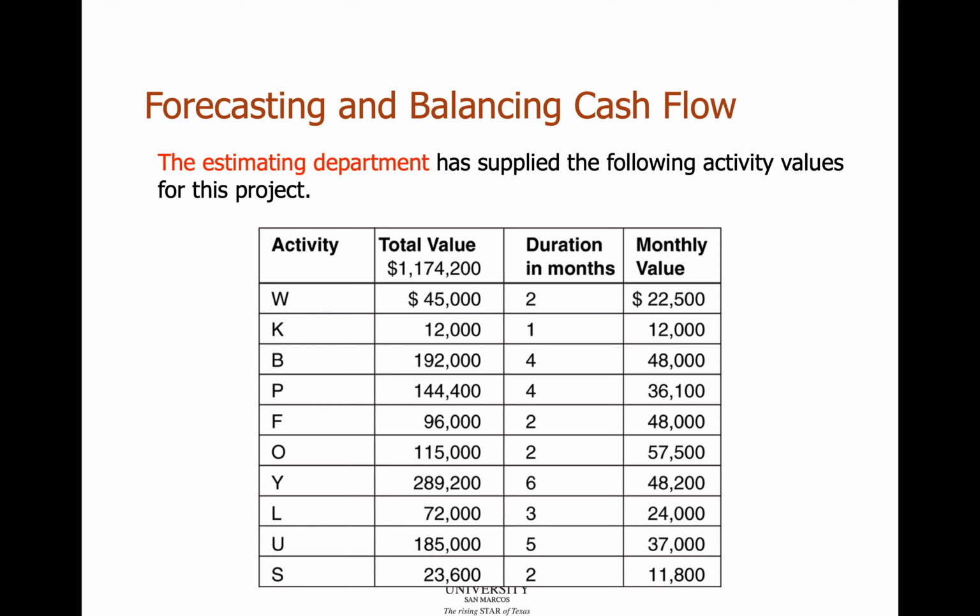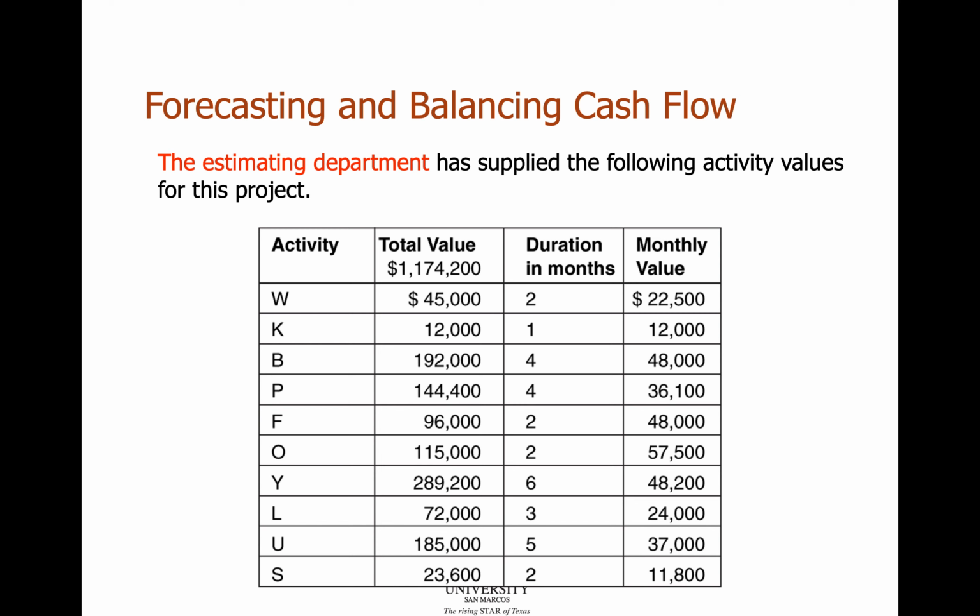So you've estimated this through. You've seen that we've listed all the activities here, and we know the total value of the project, and we know that we can divide that into each individual activity. The estimating part of it has figured this out, that W will cost $45,000, activity K will cost 12, B 192, and so forth. We know the individual durations based off of the schedule before of how long each activity takes.